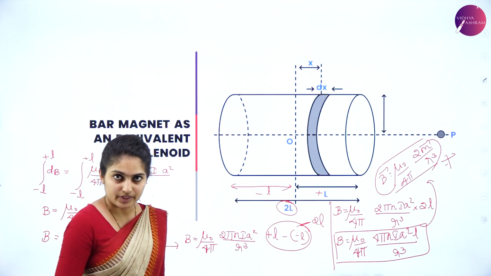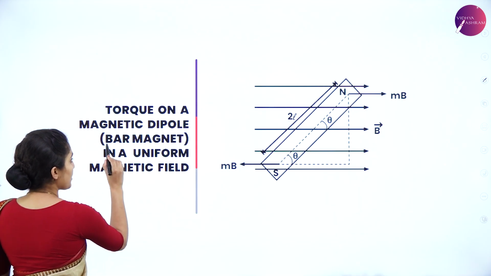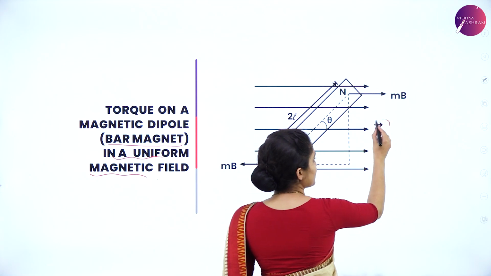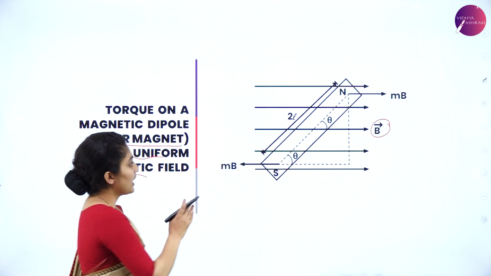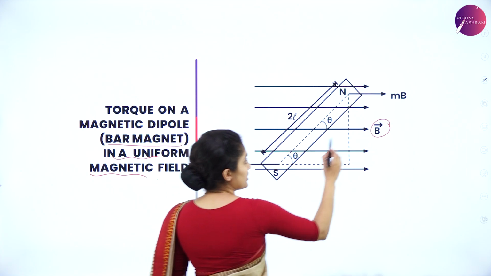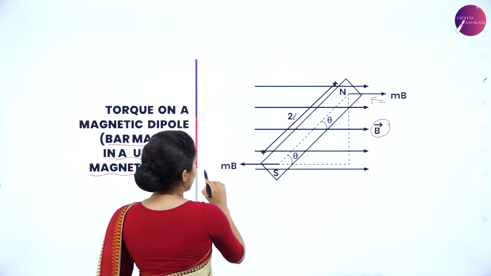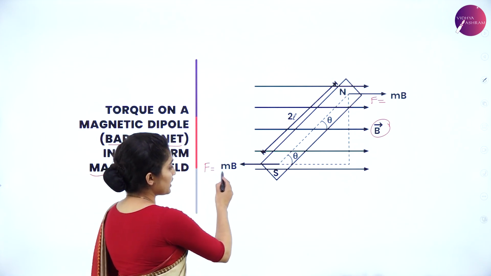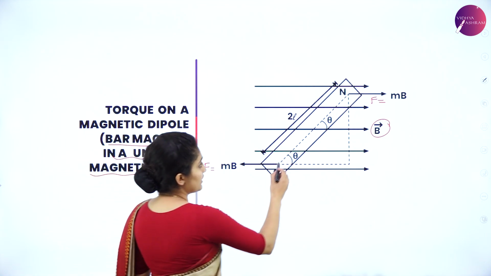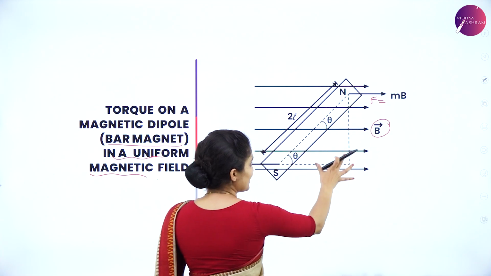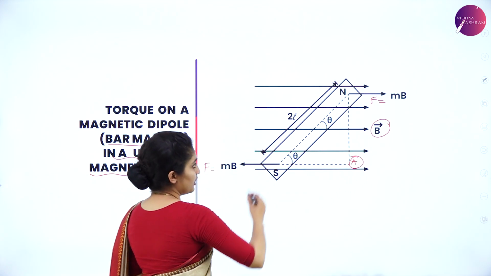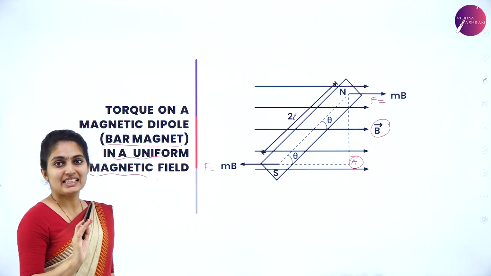Okay. So the next concept is torque on a magnetic dipole, that is, a bar magnet in a uniform magnetic field. There is a uniform magnetic field represented by vector B, and there is a magnet placed here with north pole N and south pole S. There are two forces, mB and mB. The distance between the north pole and the south pole is 2L, and there is a certain angle between the force and the field lines. Let us name this point A for our reference. We have north, south, and this is our point A, and B is the magnetic field.